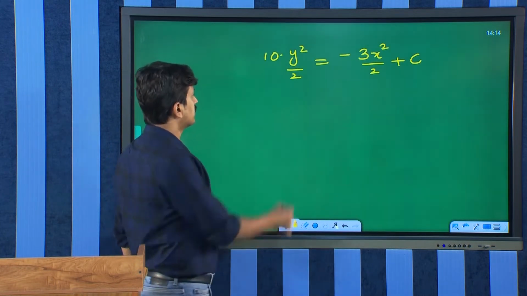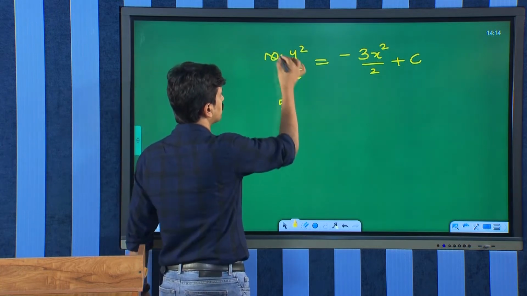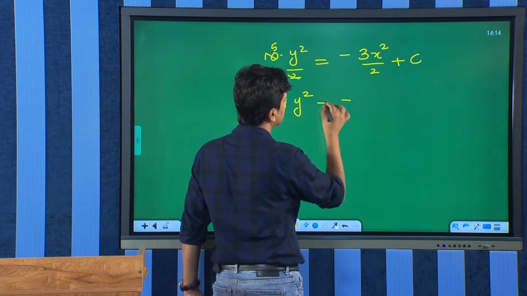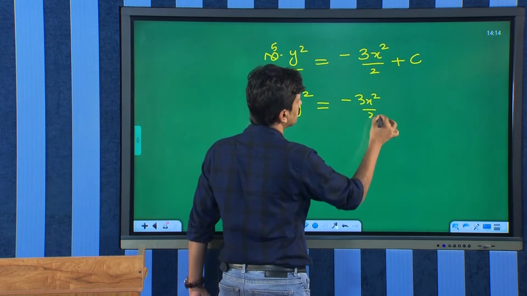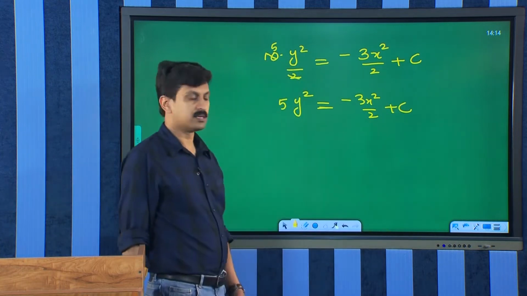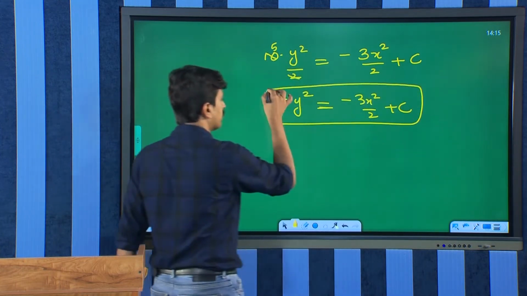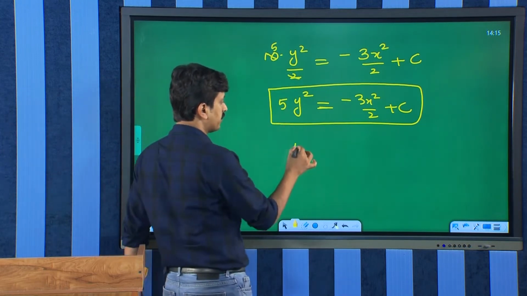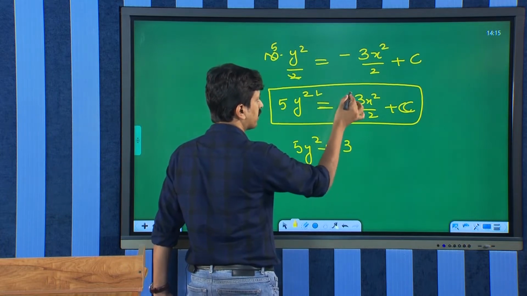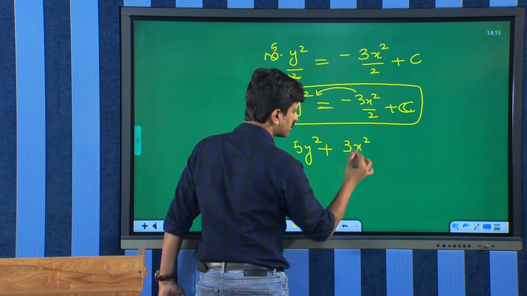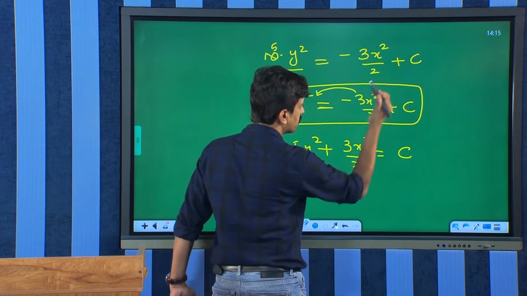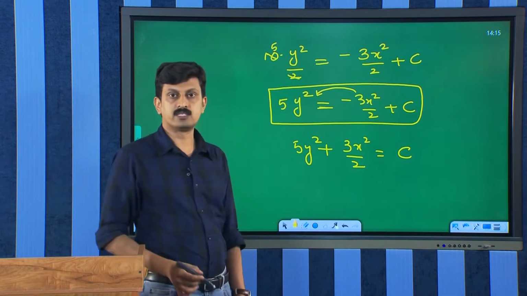We can rewrite this as 10y square by 2; we can cancel 10 and 2, and we will have 5y square is equal to minus 3x square by 2 plus c. This is the general solution. If we need, we can rewrite this by taking minus 3x square by 2 to the LHS, so we will have 5y square plus 3x square by 2 is equal to c. Therefore, this is the general solution.